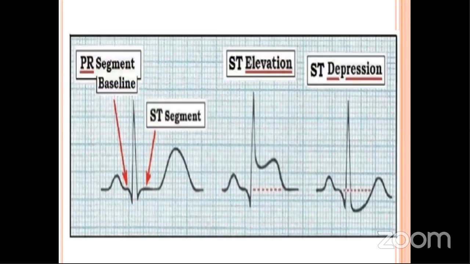So you see, this is the normal baseline tracing of ECG, where this is the normal ST segment. And if this is the baseline, you see, this is what is called ST segment elevation. The ST segment is elevated from the normal baseline.